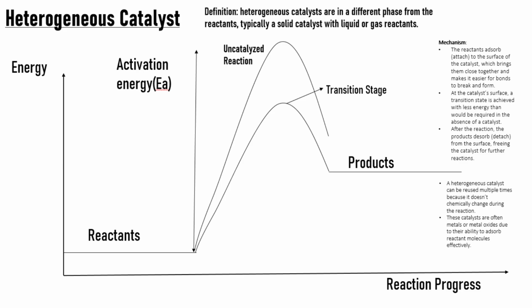One major advantage of heterogeneous catalysts is that they can be reused many times. Commonly, these are metals or metal oxides, which are excellent at attracting reactant molecules. But unlike the heterogeneous catalysts, homogeneous catalysts are often faster and more precise, but they can be challenging to separate from the final products.